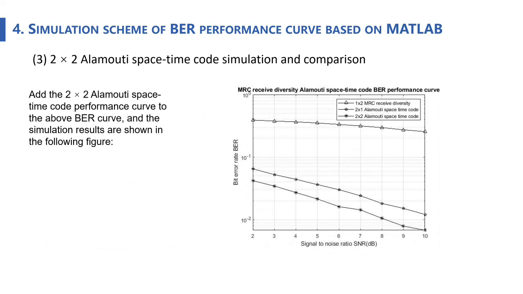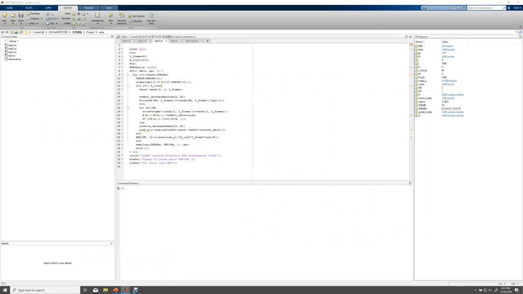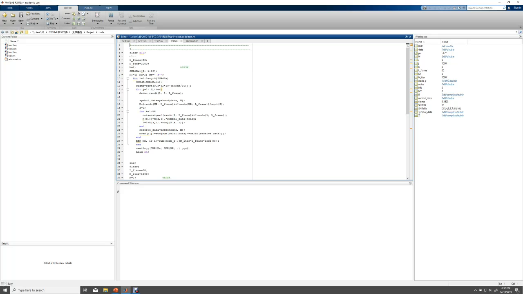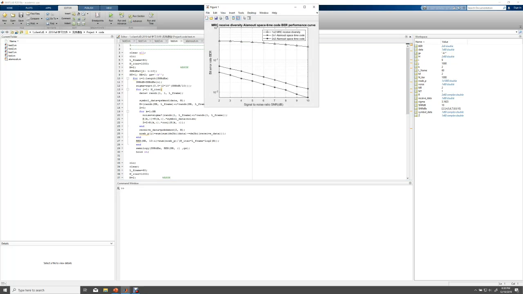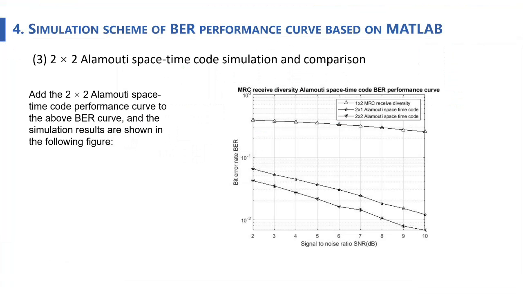And next, the third simulation is a 2 by 2 Alamouti space-time code simulation and comparison. It adds a 2 by 2 Alamouti space-time code performance curve to the above BER curve, and the simulation results are shown in the following figure.